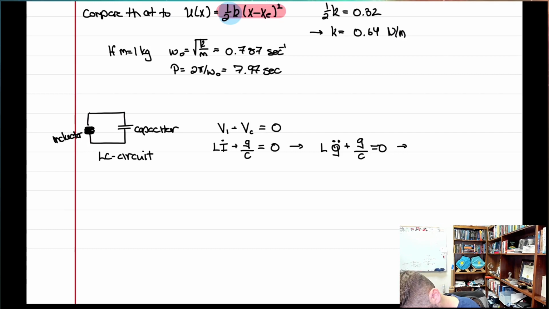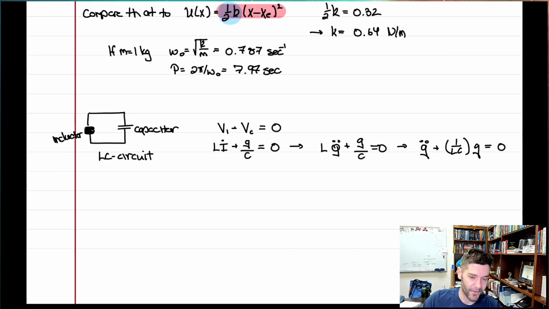So it looks like the charge obeys a differential equation of Q double dot plus 1 over LC Q equals 0, which, lo and behold, is the simple harmonic motion equation. You would expect the charge on the capacitor to oscillate back and forth, and this is essentially a very simple version of an alternating current circuit. The current goes backwards and forwards from the capacitor to the inductor, back and forth.